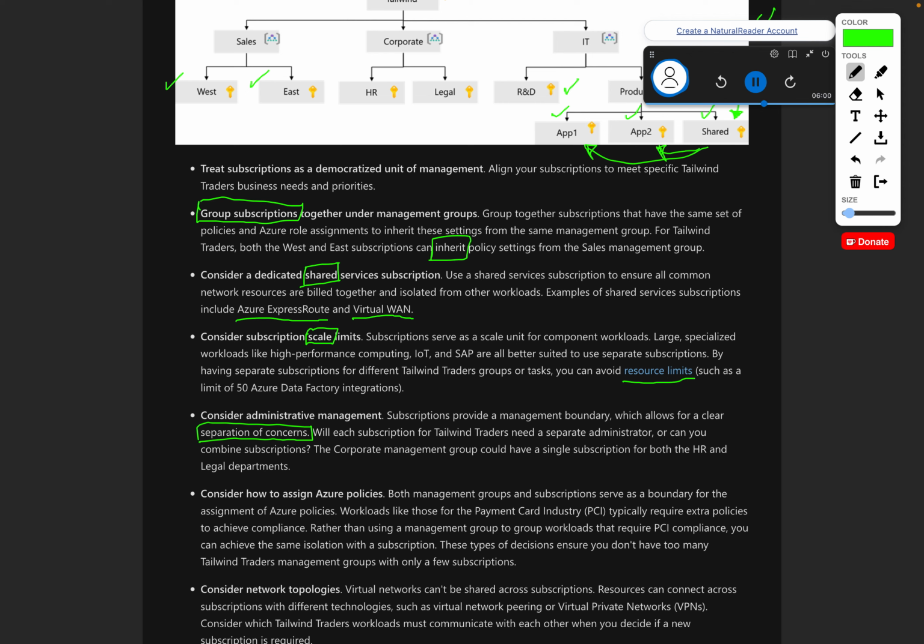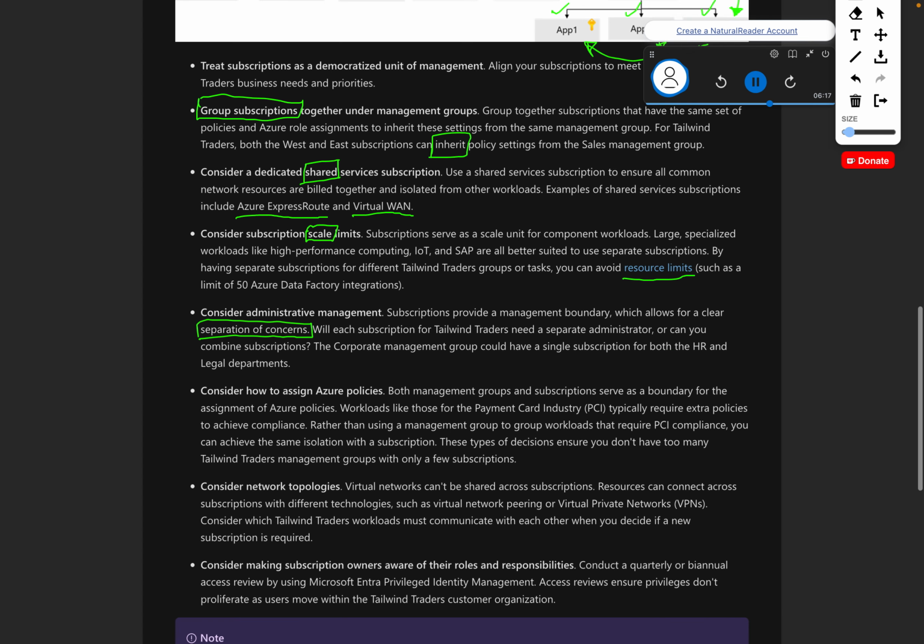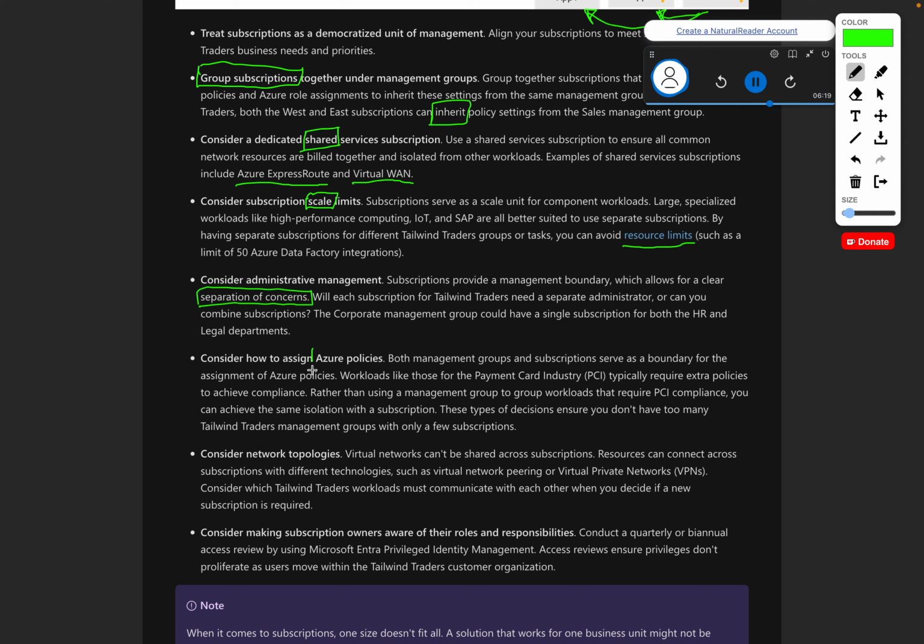Consider how to assign Azure policies. Both management groups and subscriptions serve as a boundary for the assignment of Azure policies. Workloads like those for the payment card industry, PCI, typically require extra policies to achieve compliance. Rather than using a management group to group workloads that require PCI compliance, you can achieve the same isolation with a subscription. These types of decisions ensure you don't have too many Tailwind Traders management groups with only a few subscriptions.